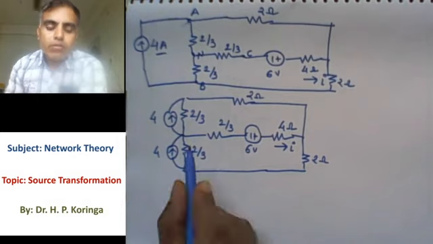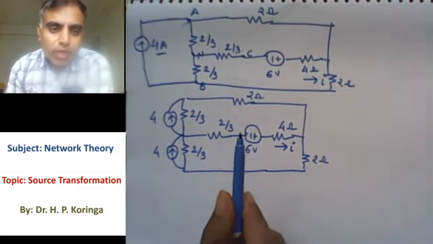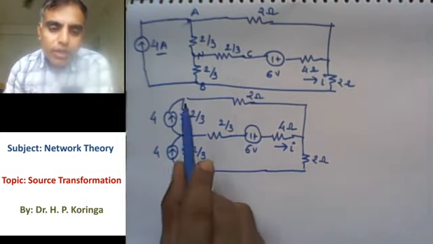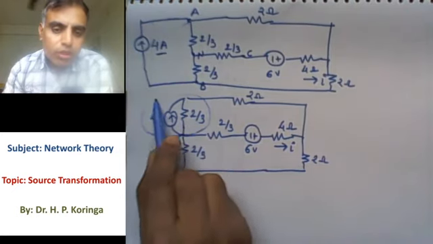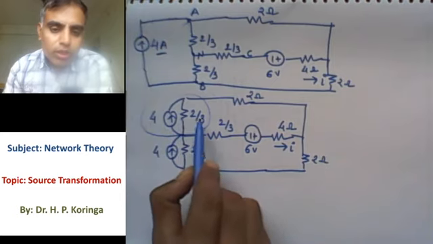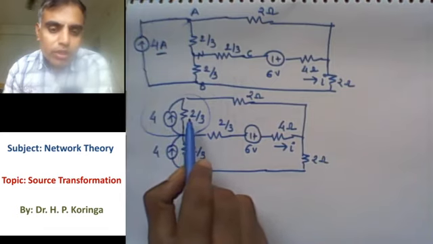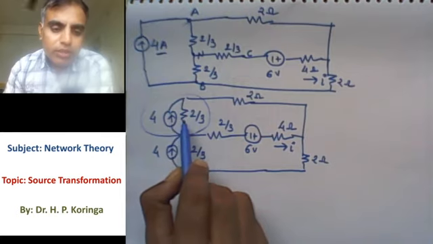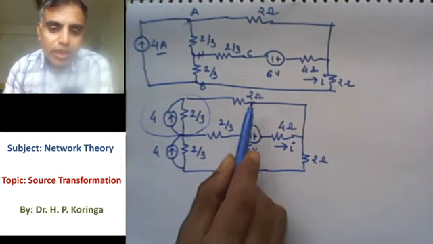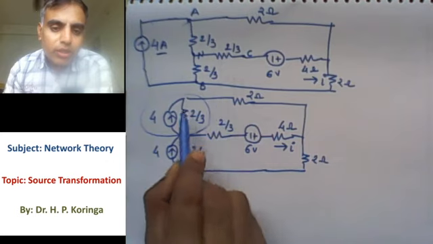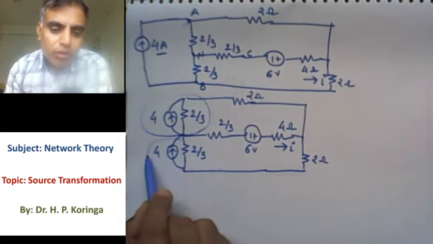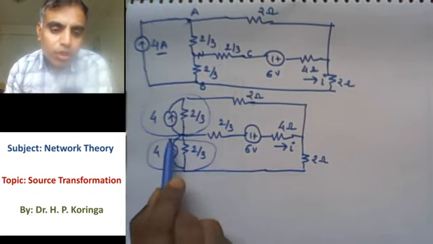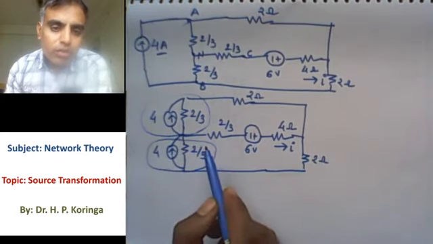Right. Now let's see in this network what our next try should be. If we convert this current source into a voltage source, then the resistance comes into series. A voltage source has its internal resistance in series. So this 2 by 3 and 2 ohm R come into series, and can be replaced by a single resistance, right? So our next try should be to convert both the current sources into their equivalent voltage sources.